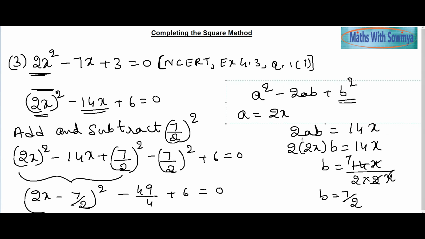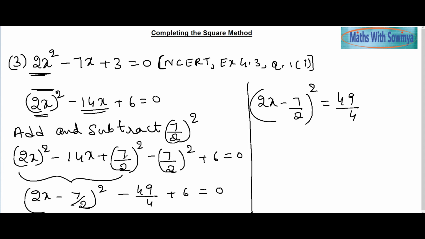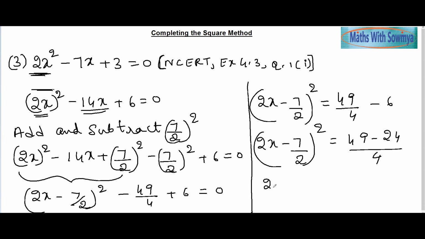Now we have to simplify further. So this is 2x minus 7 by 2 whole square. Shifting it on the other side, 49 by 4, 7 square by 2 whole square, minus 6. So let us take the LCM for this. This is 49 minus 24 divided by 4. 2x minus 7 by 2 whole square. This will give me 25 by 4. Now we just remove the square and we shall see what we will get.